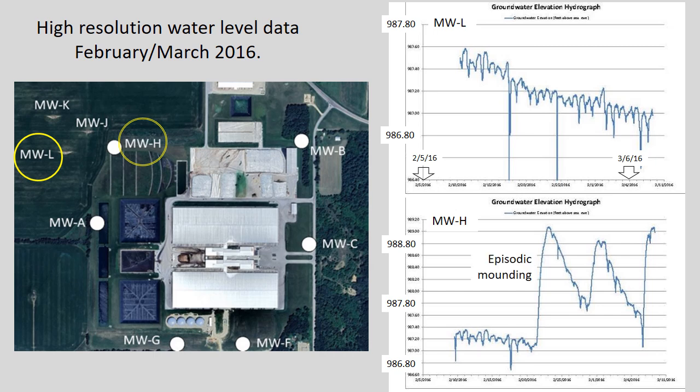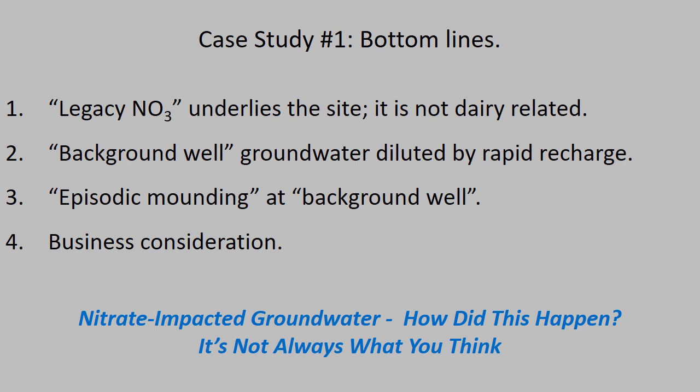We say that based on both the isotopic data and the water level changes, which were fast and furious when that area flooded, that was episodic mounding. And we went on to conclude that MWH was not a valid background well because it changed and didn't represent the water coming onto the site. It represented rain-diluted groundwater. And we were able to change the background wells.